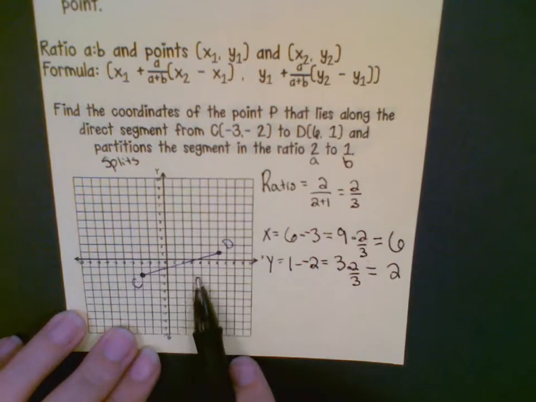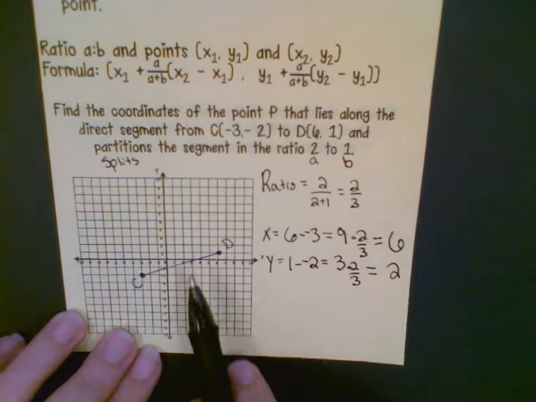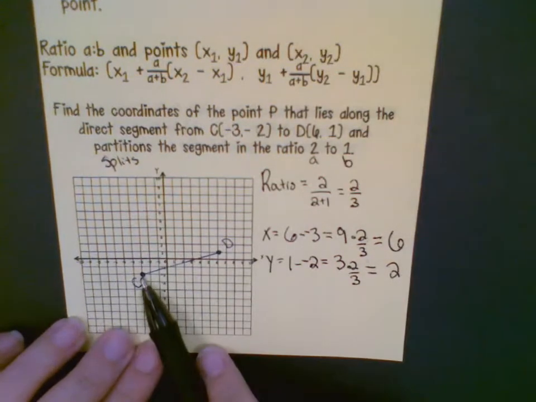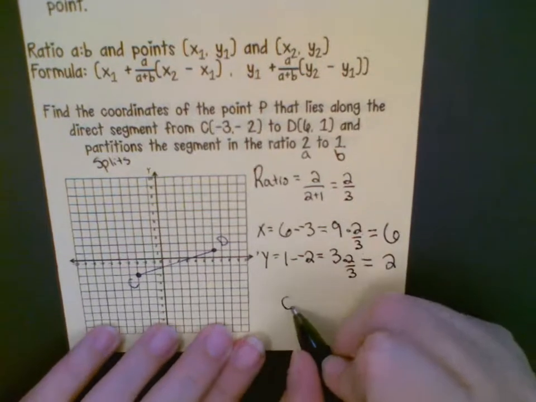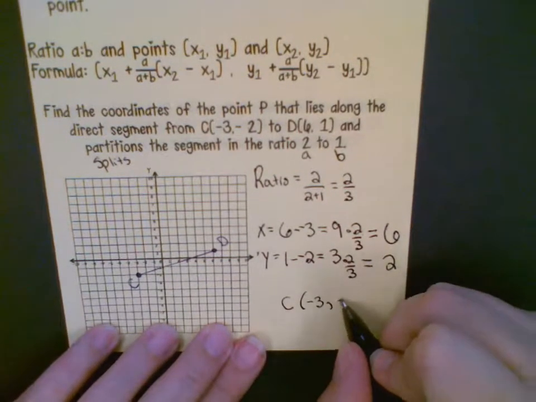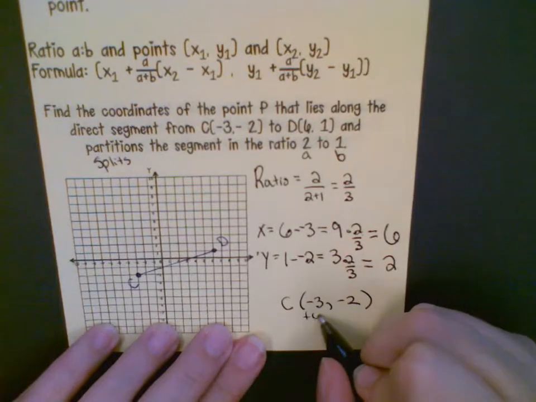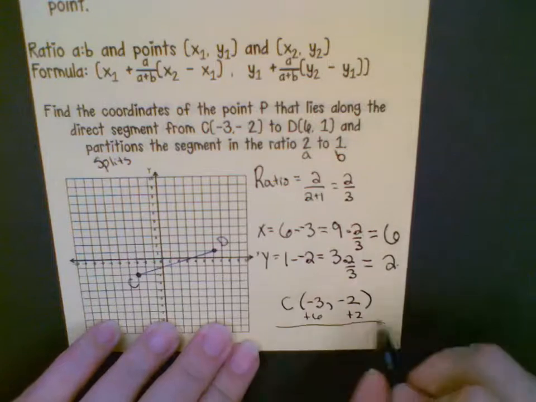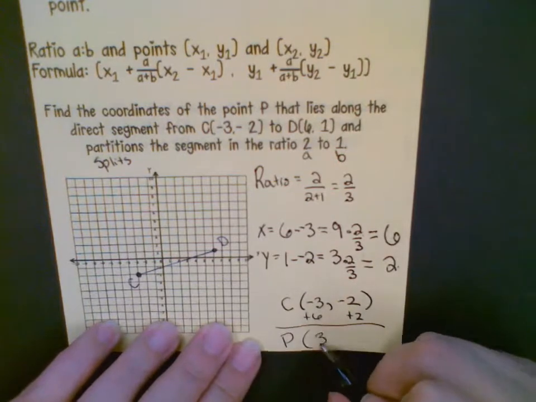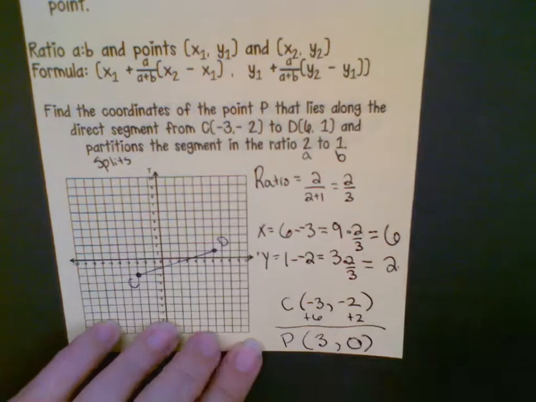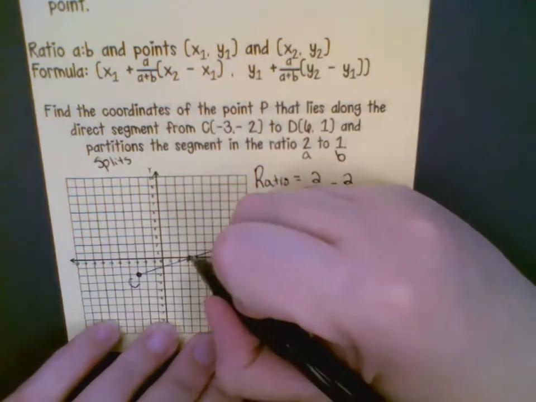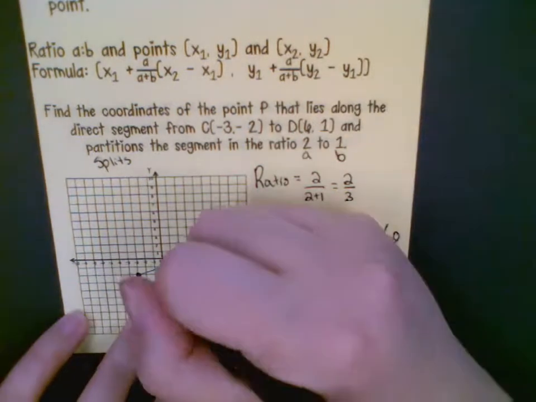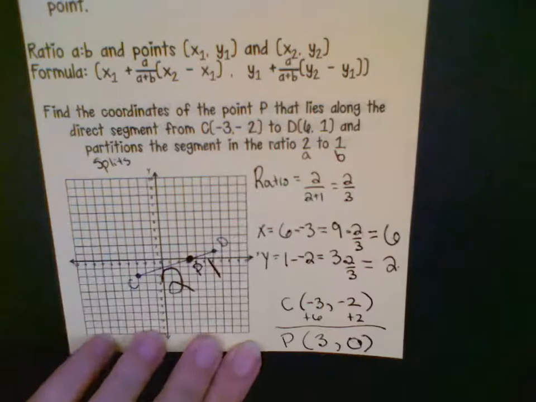So that means I'm going to have to go over 6 and up 2. So I'm going to add this to the x and add this to our y from our original point, C. My original point, C, was -3, -2. So I'm going to add 6 and add 2 for my x and y. These are x and y. And then I'm going to get my new point P. So this would be 3, 0. So that means at 3, 0, I have point P that splits the distance of this line in a ratio of 2 to 1.